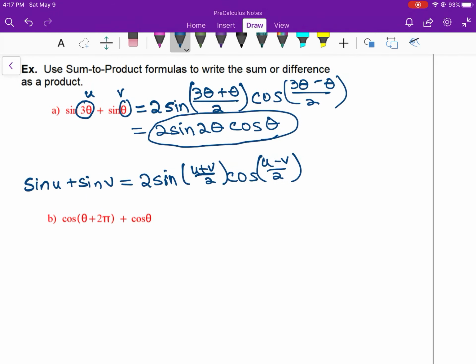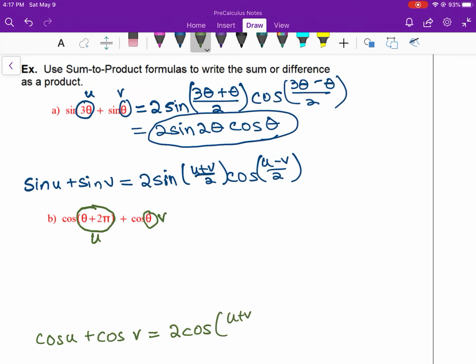Let's try this one. I'm looking for one that says cosine plus cosine. Now, I'm showing you how to do this one with a sum to product formula. You could also do the sum and difference here and then add that to cosine. That's just a different way to do the problem. If I do sum to product, then what I'm going to do is say this is my u and this is my v. I'm looking for the one that says cosine plus cosine. And that's 2 cosine u plus v over 2 times cosine u minus v over 2.